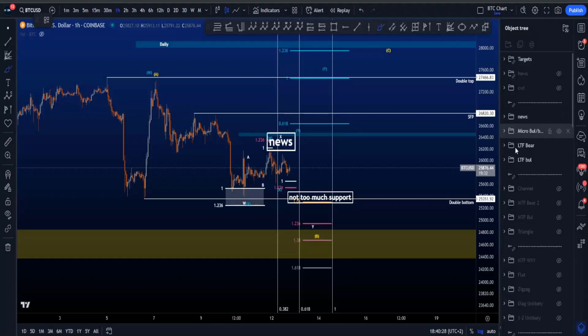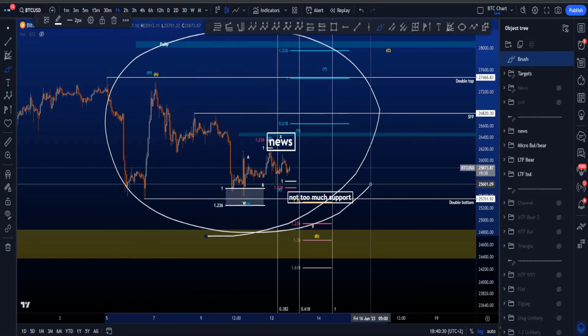Hi everyone, let's go over my low time frame and micro bullish and bearish Elliott Wave scenarios on Bitcoin.